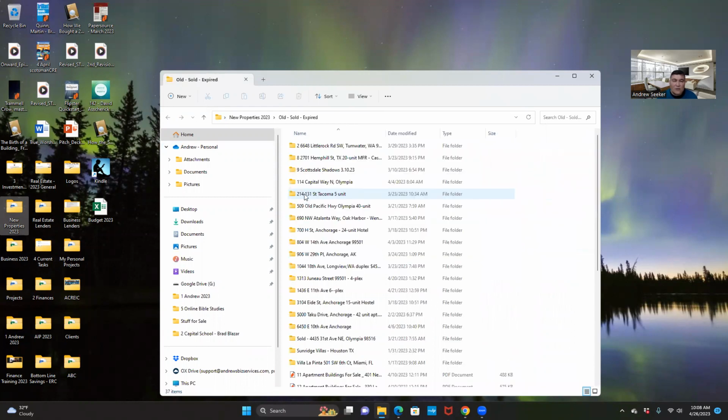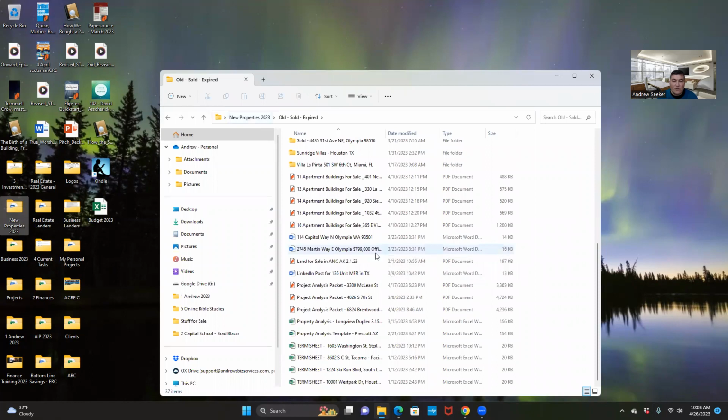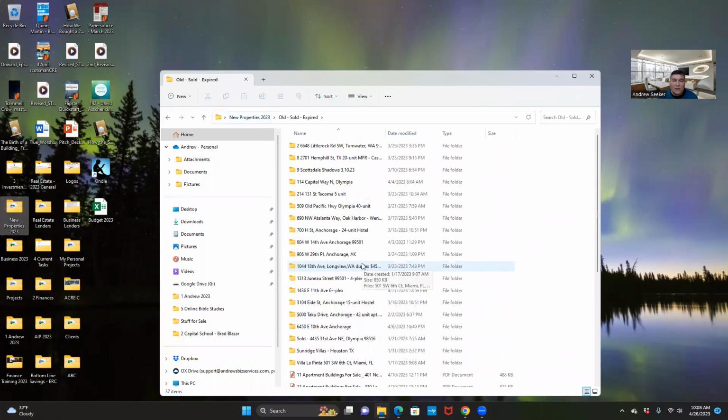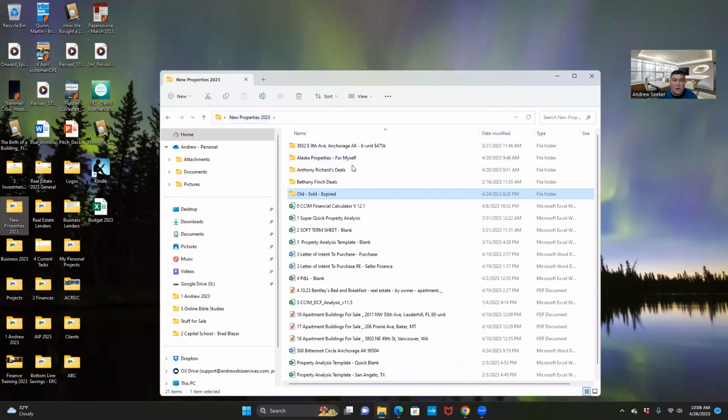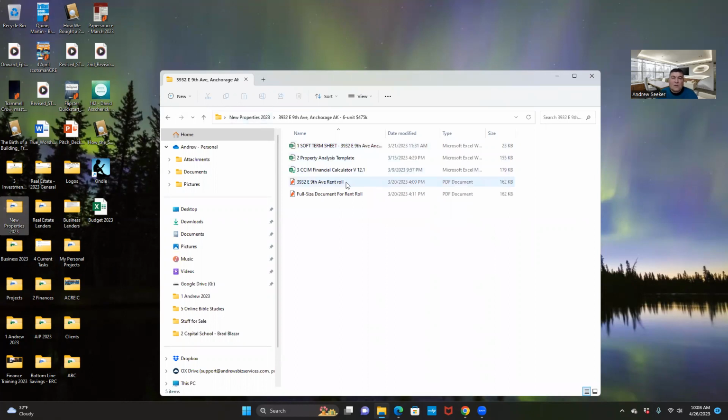Anything that goes over a month, these are all the properties that I've done due diligence on for property analysis in the past. They either sold or they just didn't meet my requirements. So they all go in this folder, so I can always come back to it later if it does go back on the market again. All right, I'm going to take this top one. This is an active one that I'm looking at.